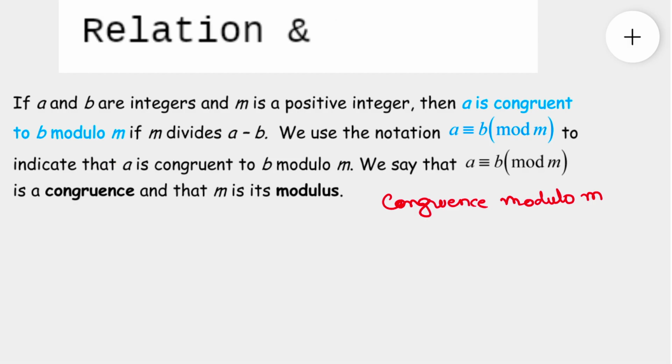In today's session we're going to discuss a very important topic from your relations and functions chapter, that is chapter 1 of your class 12 syllabus. Now this topic is congruence modulo m. This topic is very important, as well as very simple to understand.